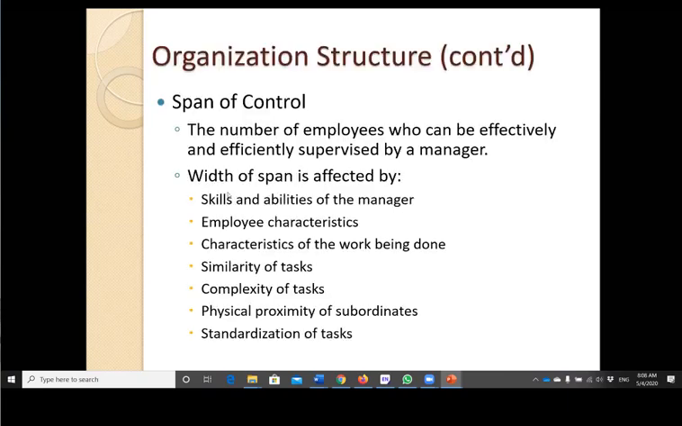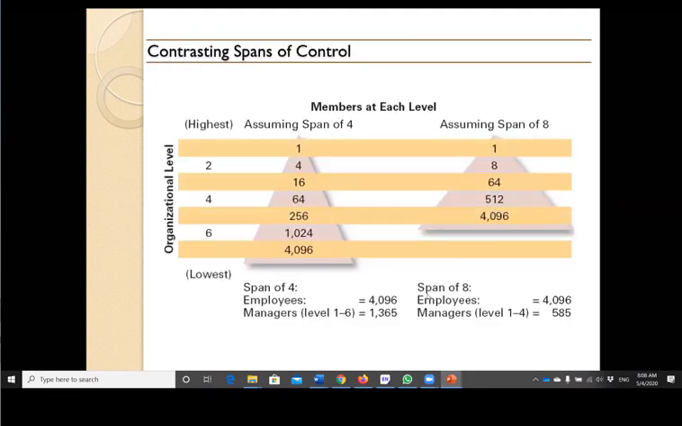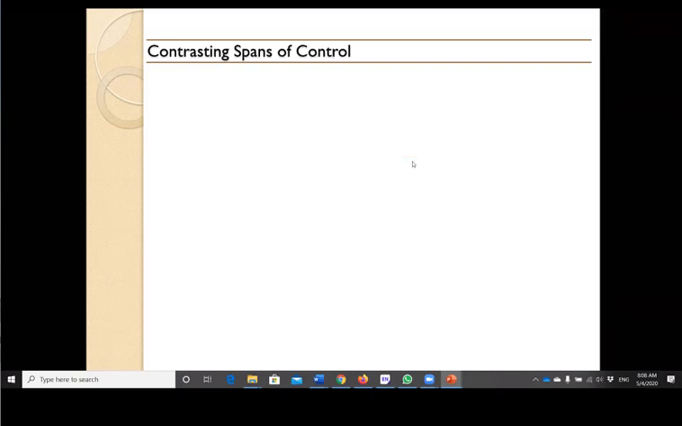If you can enhance the skills and ability of the managers, you can reduce the number of managers. It means you can increase the span of control. It means more efficient, right?